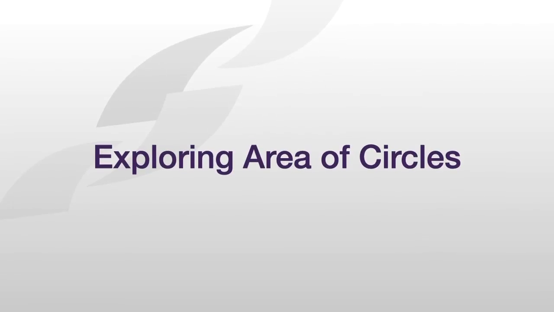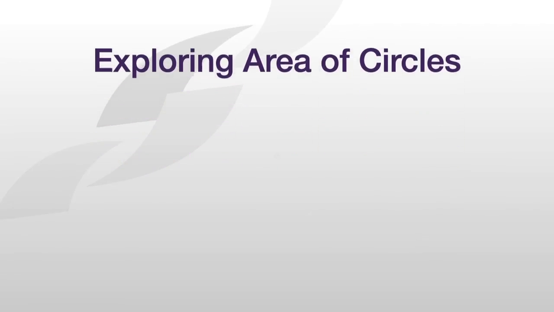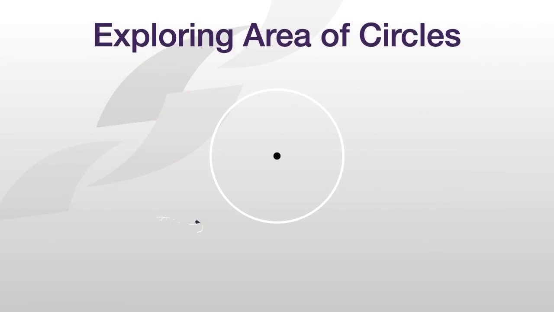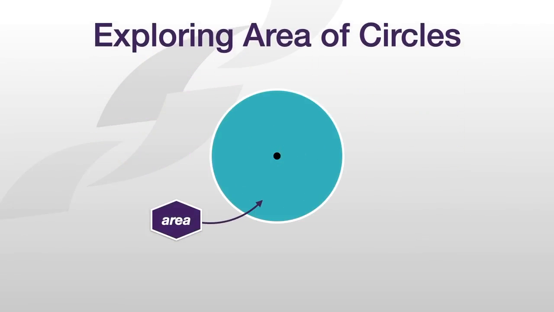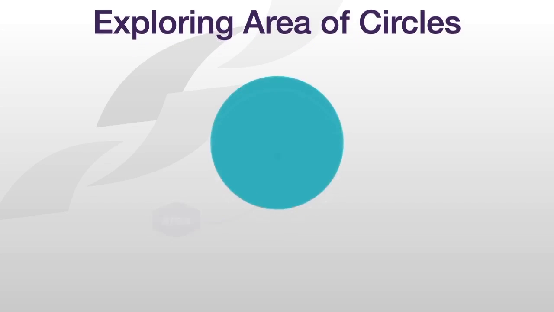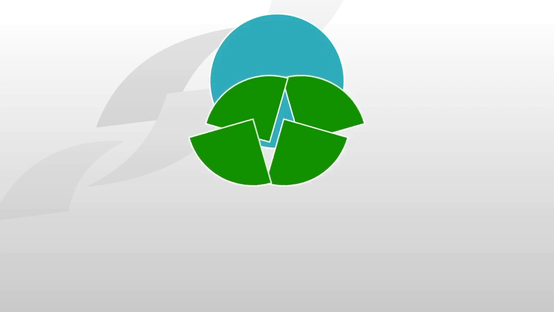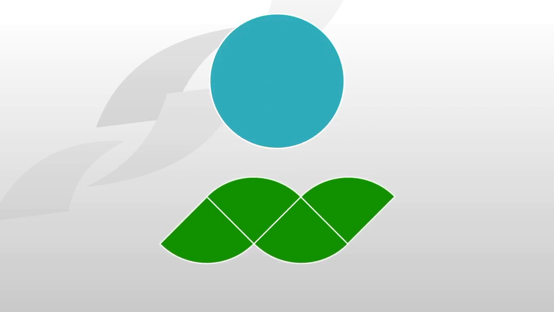Next, let's explore the area of circles, which, as you may recall, is a measure of how much space is enclosed by the circle. To discover a relationship that allows us to calculate area, let's begin by dividing the circle into 4 wedges. Next, we'll arrange the wedges like this.